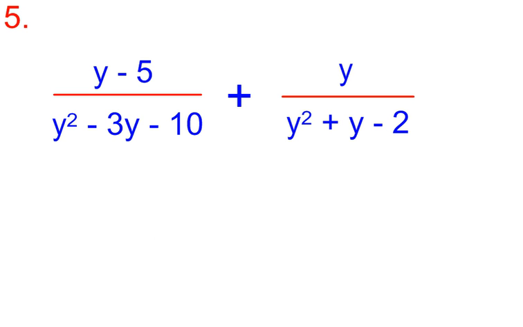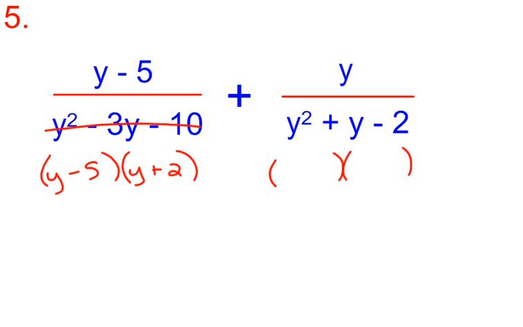So to start, I'm again going to factor my denominator. So I'm going to find factors of negative 10 that when added together make negative 3. So that would be negative 5, positive 2. And then over here I'm going to find factors of negative 2 that when added together make 1y. So that would be positive 2, negative 1.